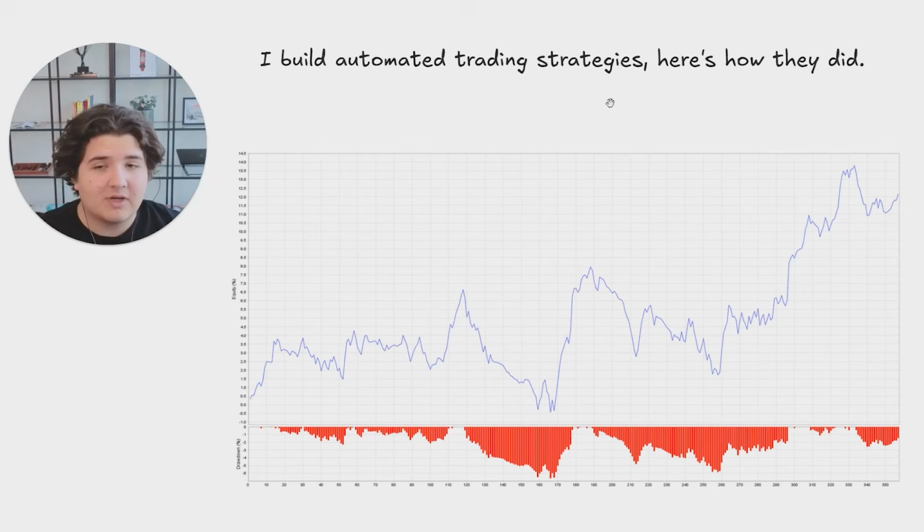This month was quite a crazy comeback compared to my previous month. I lost about 2.6% in the previous month, and this was, as you can see from the equity curve at least, a very profitable month, but it was quite difficult to get there. So first, let's go over the equity curve.